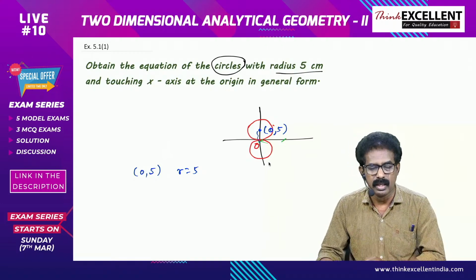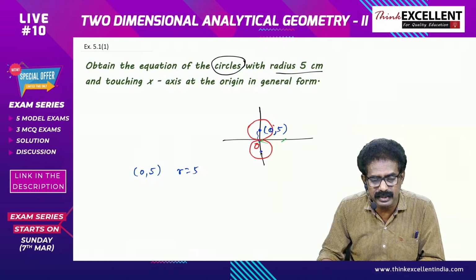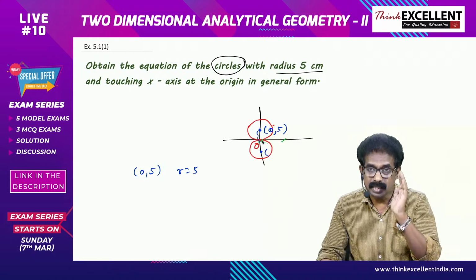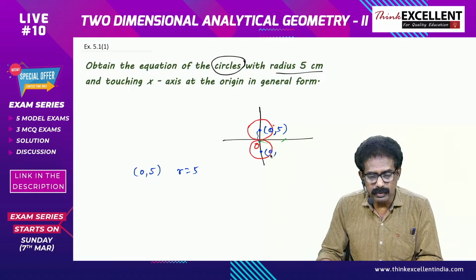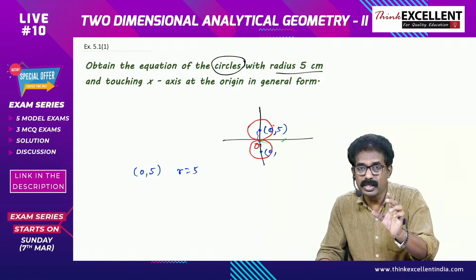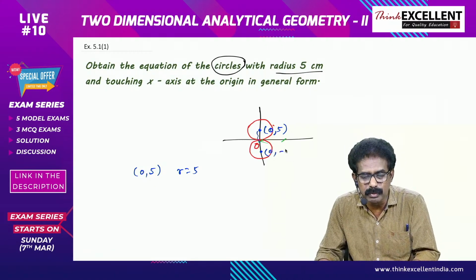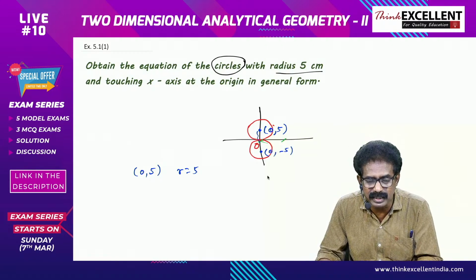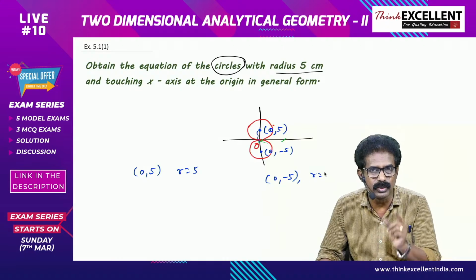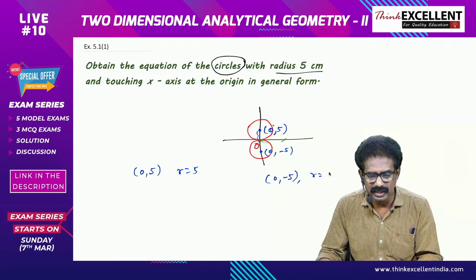You can do that. For the second circle, what is the center? It is on the y-axis, so the x coordinate is 0. And the y coordinate is 5 units but below, so the point should be minus 5, right? So now the center is 0 comma minus 5 and the radius is, radius cannot be negative, right? Radius is 5 units.